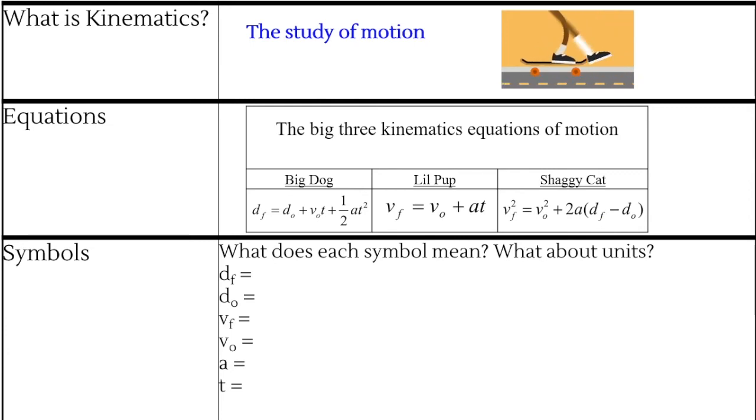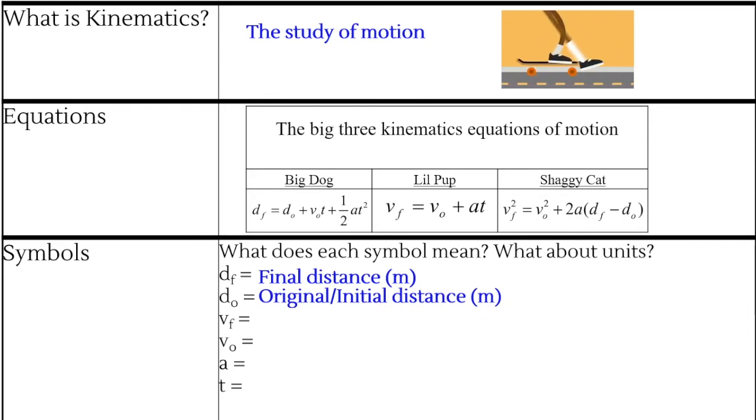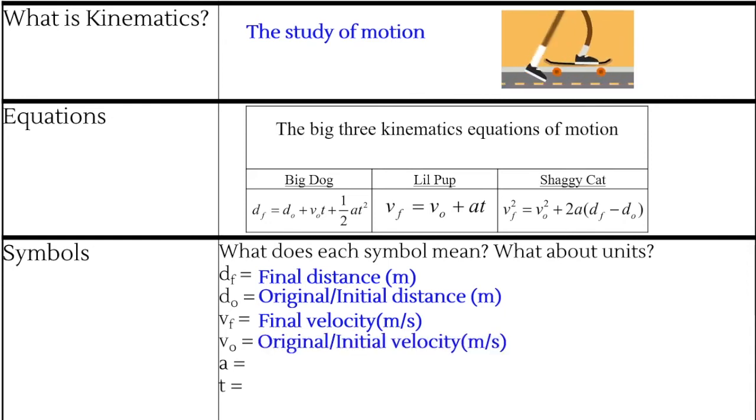Next up, what we want to do is talk about our symbols, because as you guys can see, we have symbols inside each of these equations. So the first symbol I want to mention is df, and df is going to stand for our final distance. And since it's a distance, it's going to be measured in meters. Our next symbol is going to be DO, and that's going to stand for original or initial distance. Again, it's a distance, so it's measured in meters. Next, we have VF. VF stands for final velocity. Since it's a velocity, it's measured in meters per second. VO is original or initial velocity, also measured in meters per second.